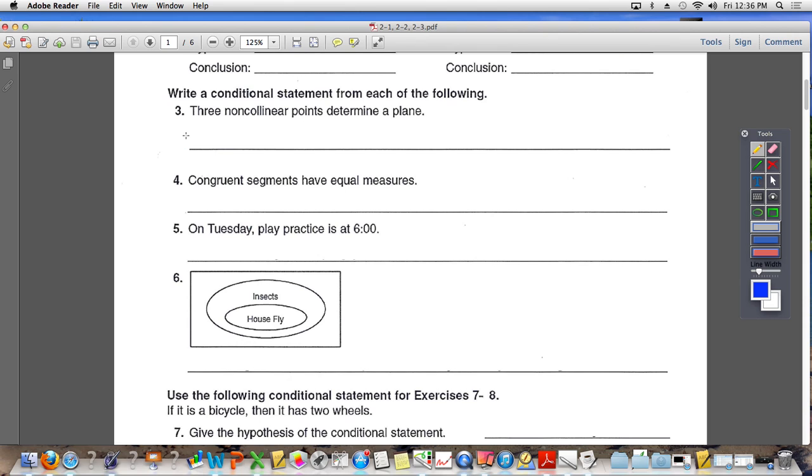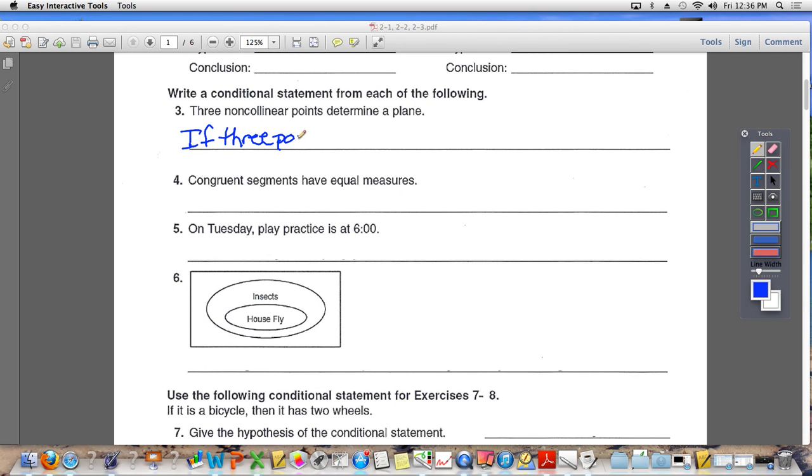So if 3 points are non-collinear, then they determine a plane.